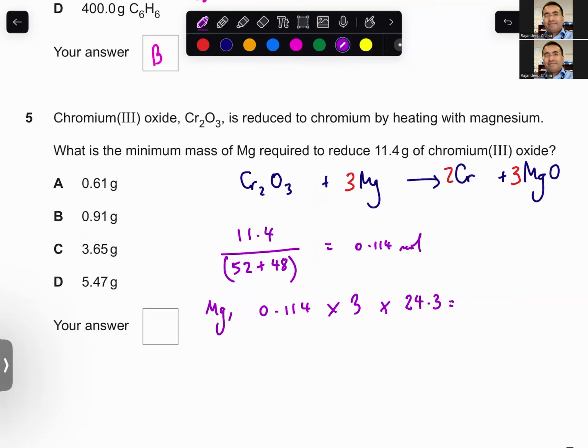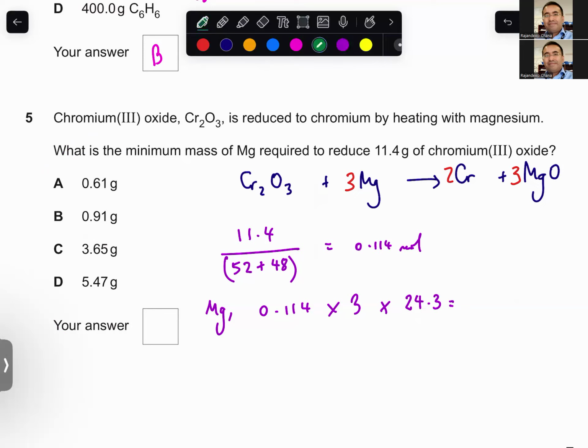That's not right. What is the minimum mass of magnesium required? Just typed that wrong in the calculator. 0.114 times 3 gives you the moles of magnesium. We're done. And then multiply the answer by 24.3. 8.31, which is not one of these answers. We got a problem. What is the minimum mass? What have I missed?